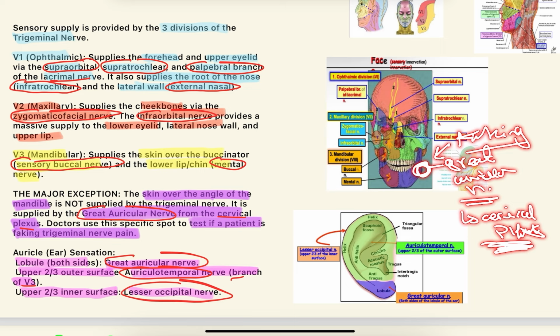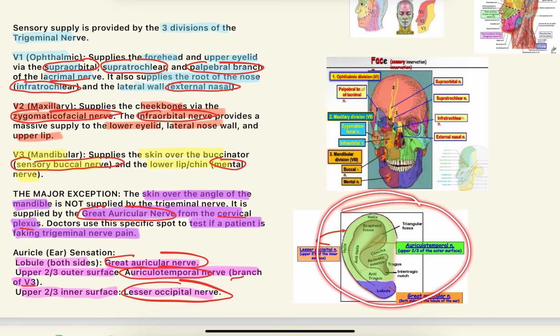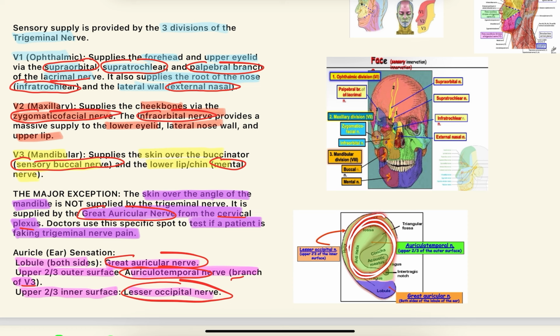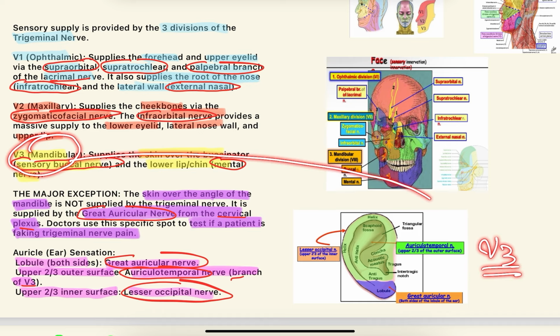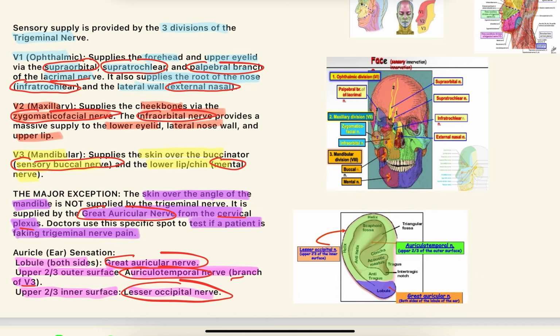Okay, now for the ears, we will discuss the lobule first. The lobule from both sides is supplied by the great auricular nerve, and we said it's coming from the cervical plexus. And then the upper outer surface here will be supplied by the auriculotemporal nerve, which is a branch of V3. What is V3? Mandibular. So the mandibular will give me the auriculotemporal, which supplies the outer upper two-thirds surface of the ear. And then the upper two-thirds of the inner surface will be supplied by the lesser occipital nerve.